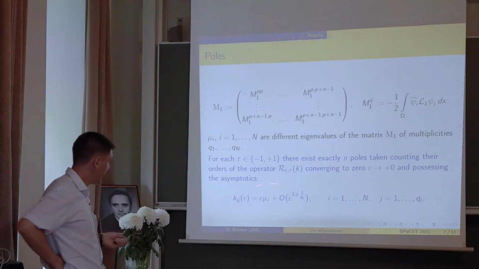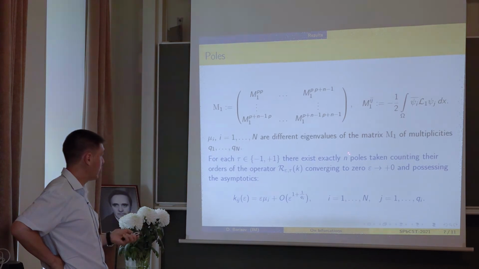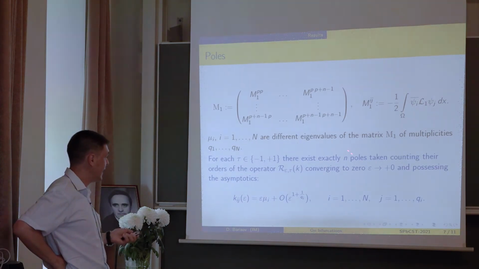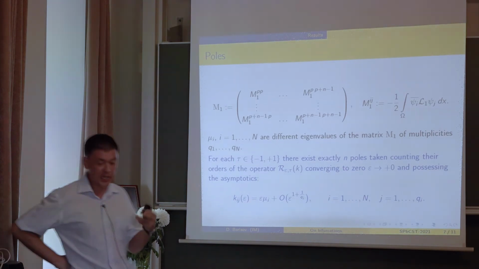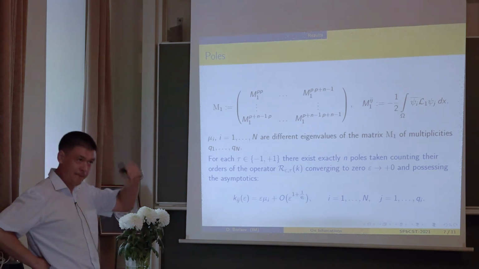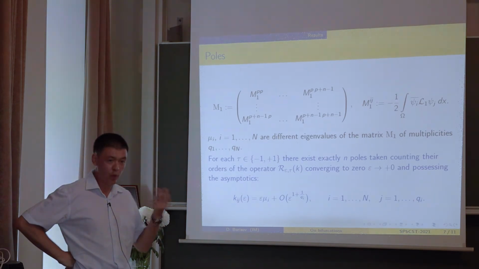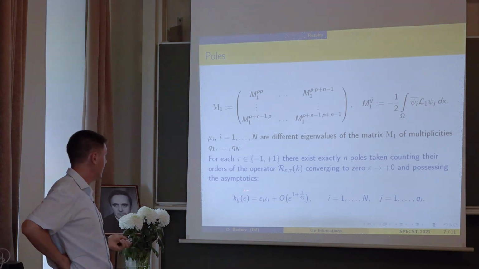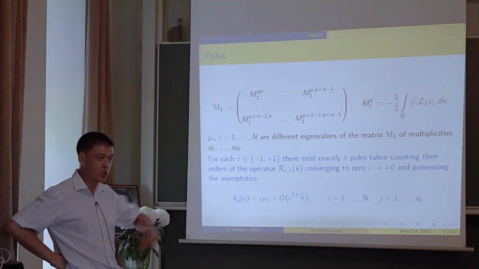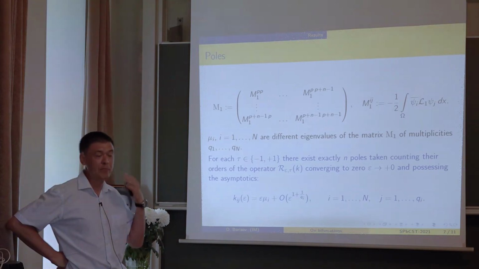And for each of these poles, I have the following asymptotic formula. So n is the multiplicity of this threshold. This is the size of this matrix. But when I say that I have n poles, I take them counting their orders. So if it is a pole, then it has an order as a pole. So the sum of all these orders is n. Of course, for each such pole, I have an associated eigenfunction.